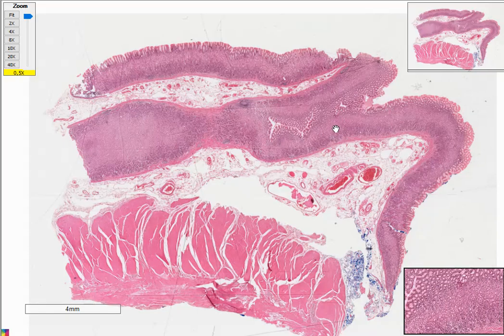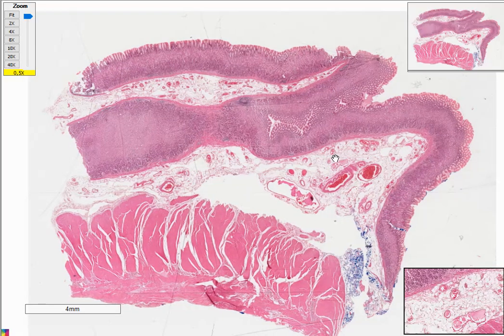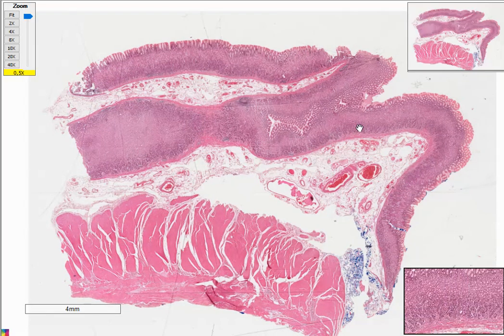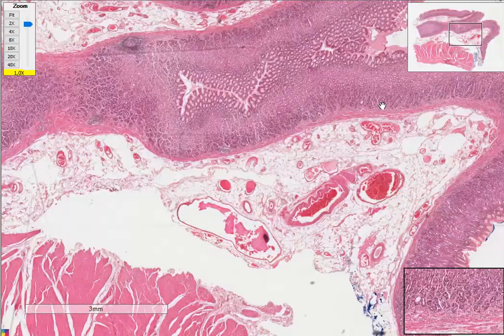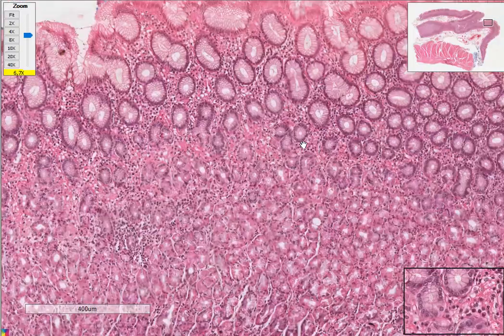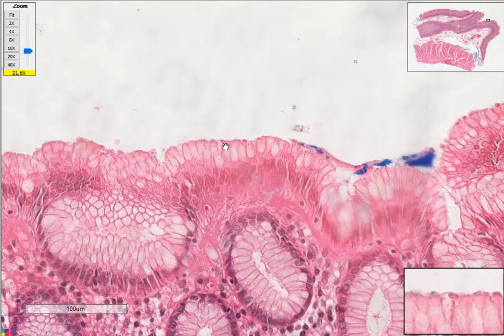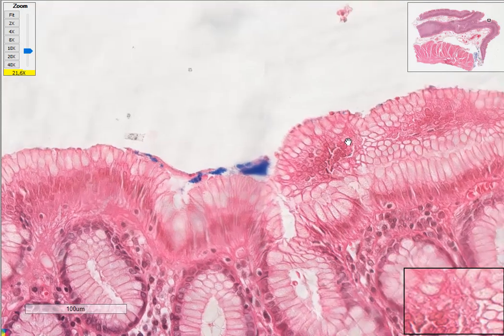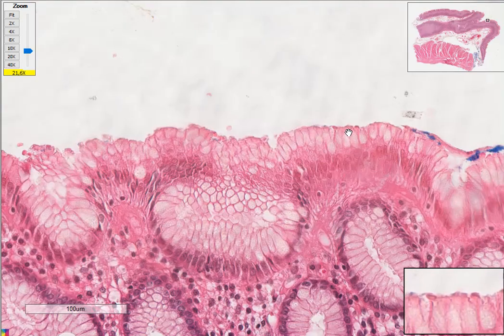So, as we know, the stomach is a muscular organ that's specialized for food storage and digestion. Histologically, it's lined by simple columnar epithelium. Let me just show you how it looks. The simple columnar epithelium here at the surface, and these are actually mucus cells. When you look at the mucus cells here, you notice that the nucleus is more basally located and the cytoplasm is located above the nucleus.